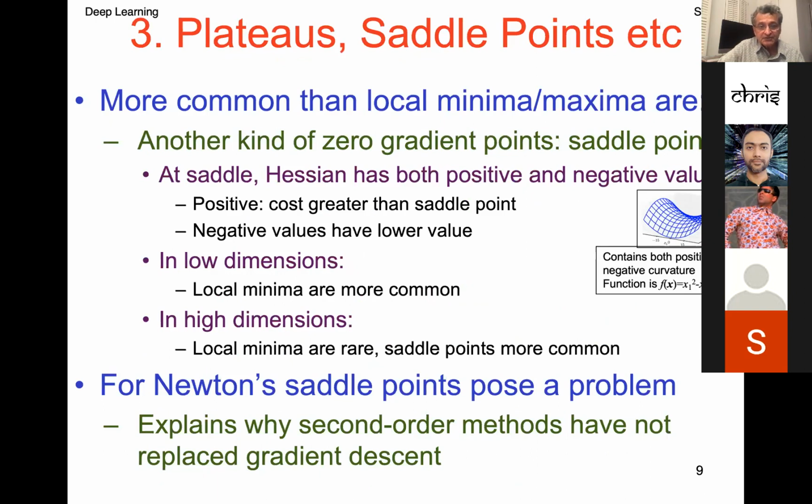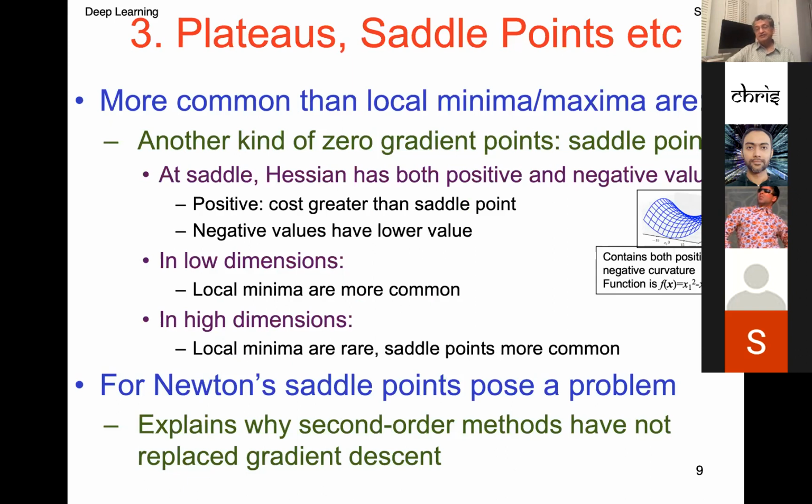Plateaus and saddle points are more common than local minima and maxima. Another kind of zero gradient point is a saddle. Here is an example of a saddle. For Newton's second order method, saddle points pose a problem. This explains why second order methods have not replaced simple stochastic gradient descent.